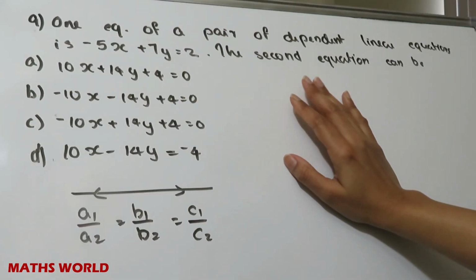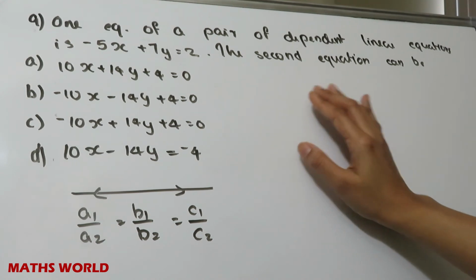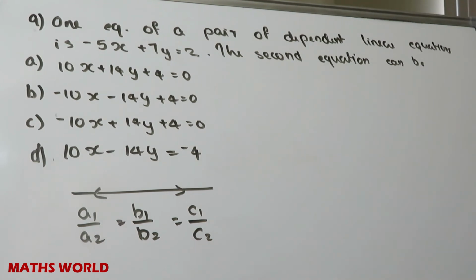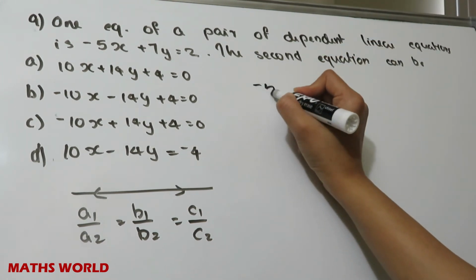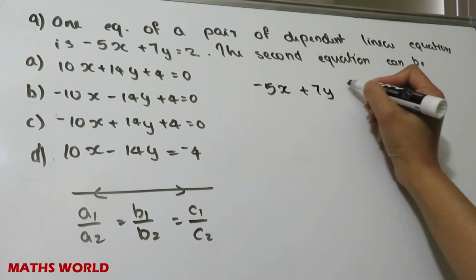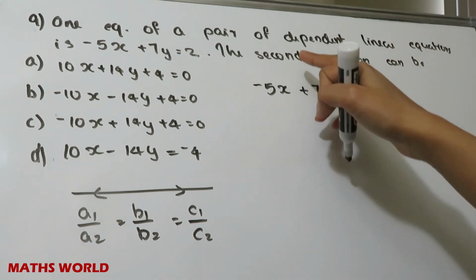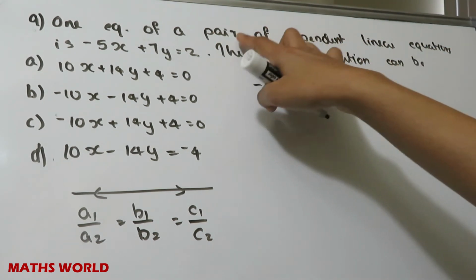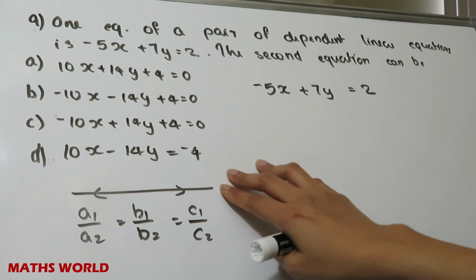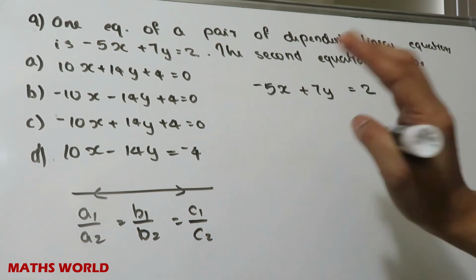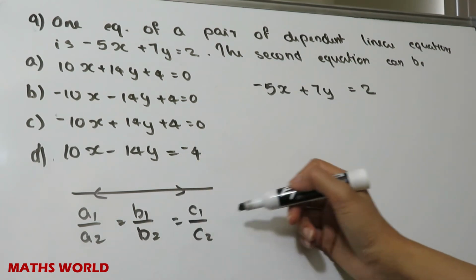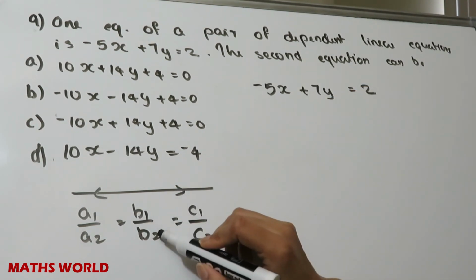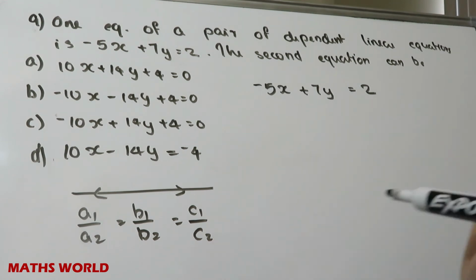Ninth one. One equation of a pair of dependent linear equations is minus 5x plus 7y equal to 2. Then the second equation can be, 4 options are here. Given that one equation is minus 5x plus 7y equal to 2, we need to find the second equation. A pair of dependent linear equations means the lines are coinciding. If lines are coinciding, then we need to check the condition a1 by a2 equal to b1 by b2 equal to c1 by c2. Here a1, a2 are the coefficients of x, b1, b2 are the coefficients of y, and constant terms are c1, c2.